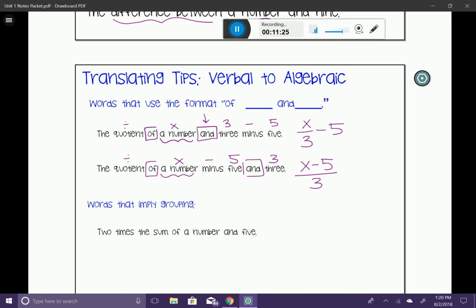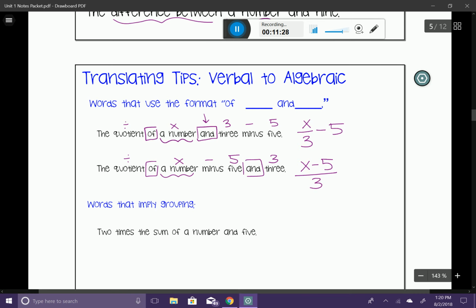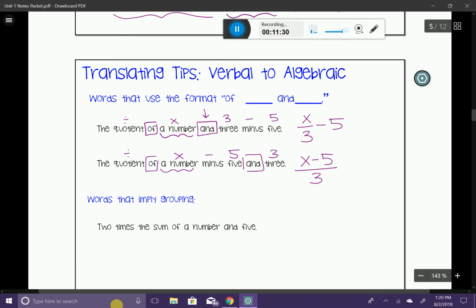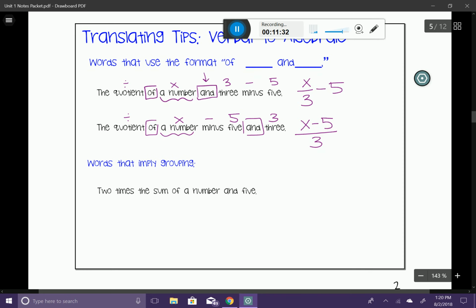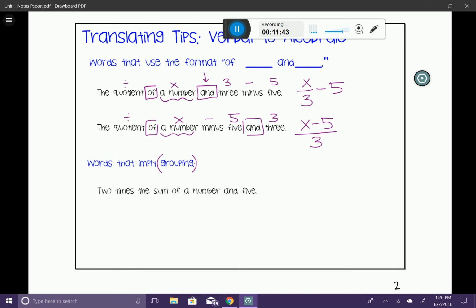All right, now let's talk about another of the little tips I have for you with translating. These are really for the harder ones. The next ones are words that imply grouping. Grouping means parentheses, and we're basically just going to be working with parentheses. But remember, grouping can mean absolute value, brackets, or braces. It can mean all of those, but for right now, we're just going to focus on parentheses.